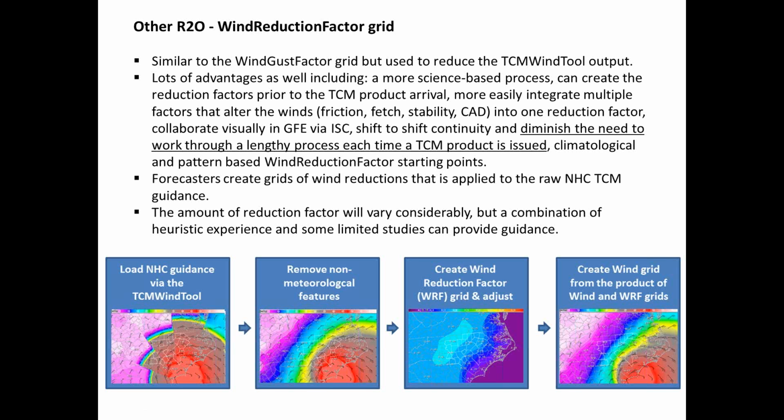Again, we find a lot of continuity or a lot of possible improvements with that. Primarily, forecasters can integrate lots of factors into the process instead of just choosing one reduction factor. They can collaborate visually in GFE. There's shift-to-shift continuity because that grid will actually sit in there until someone touches it. It also diminishes the burdensome workload sometimes as a new TCM product is issued. And we can even load in climatological and pattern-based reduction factors as starting points as well.